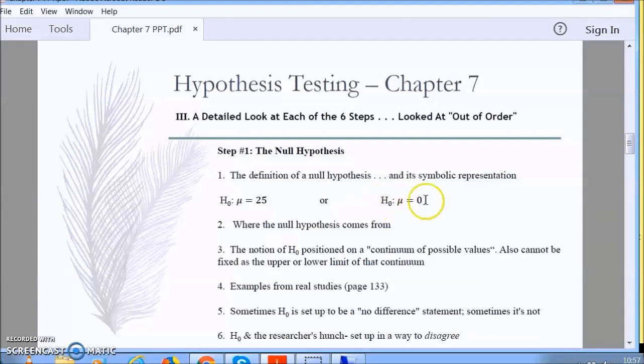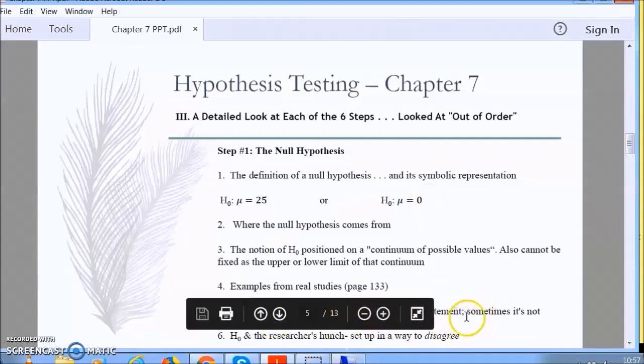Most often, the null hypothesis is set up as a no difference statement, but sometimes that is not the case also.